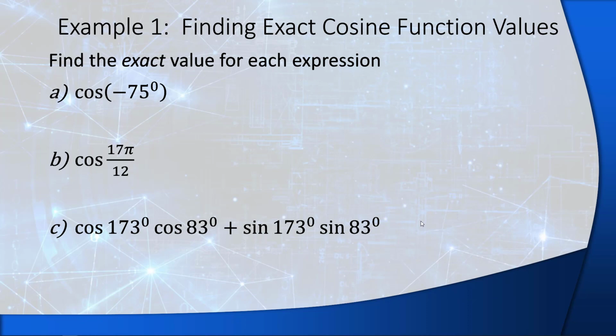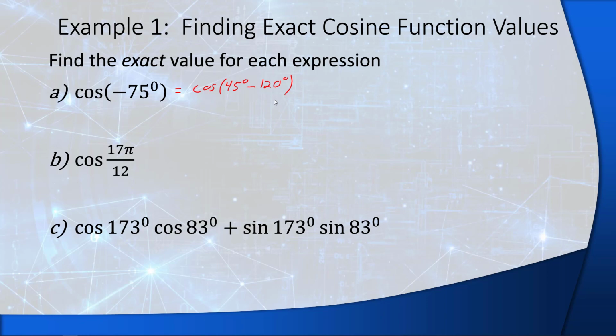Okay, and here's our first problem. Here we want to compute the cosine of negative 75 degrees. Well, how could we do that? Well, we could write this as the cosine of 45 degrees minus 120 degrees. That would give us negative 75. Okay, cool. Let's do that.